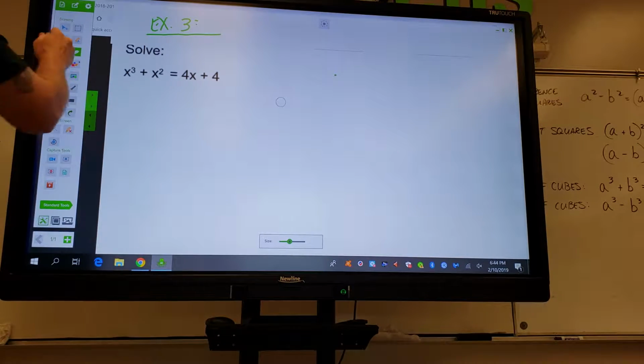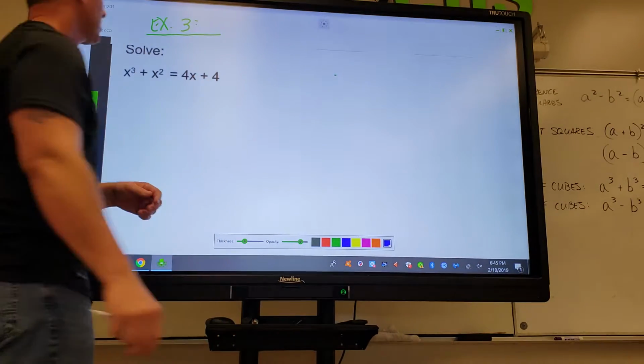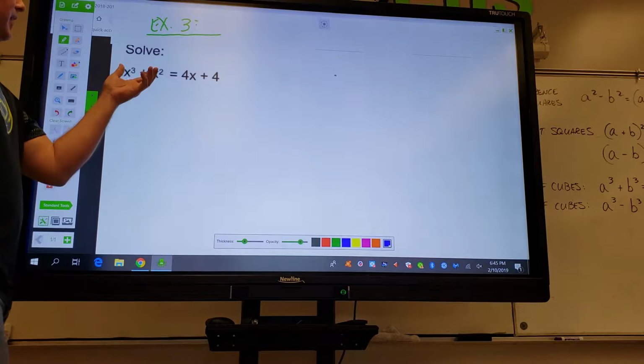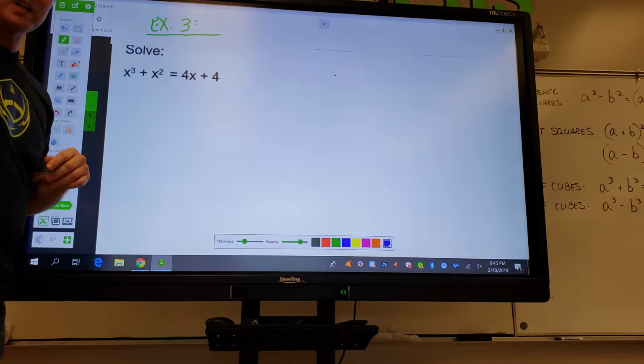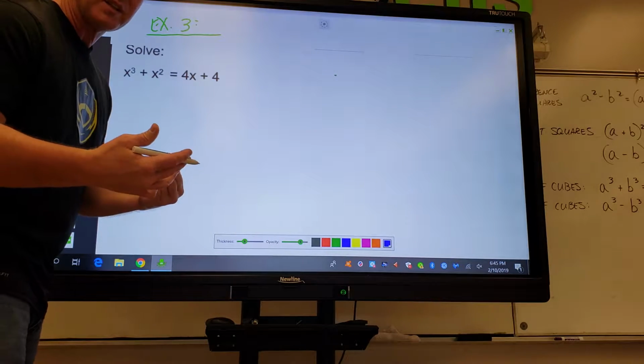All right, welcome back. This is example 3. Still factoring polynomials, trying to solve them. The only thing different with this problem compared to the other two is the fact that I have 4 terms and now my biggest exponent is a 3. No problem. My goal is still to write them in standard form.